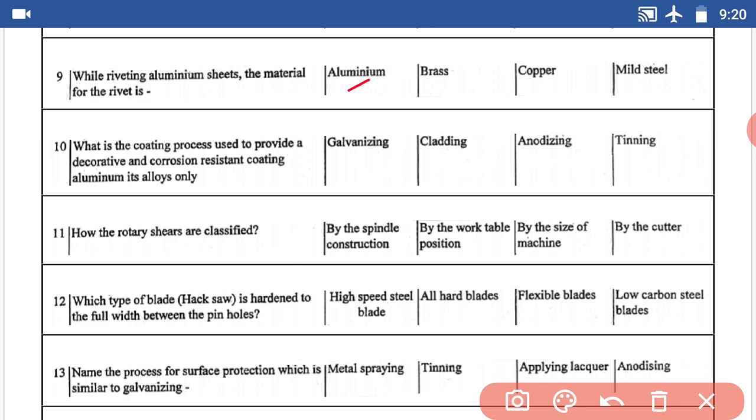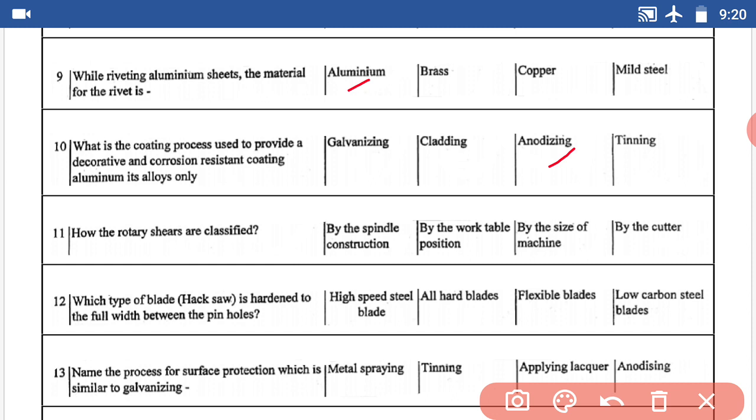Question number 10. What is the coating process used to provide a decorative and corrosion resistant coating on aluminum alloy only? The answer is option C, anodizing. Answer C is the correct answer.